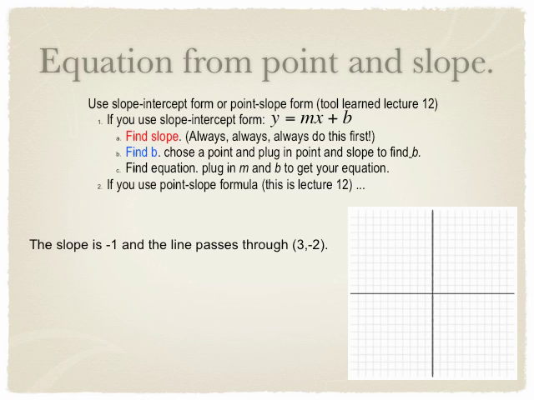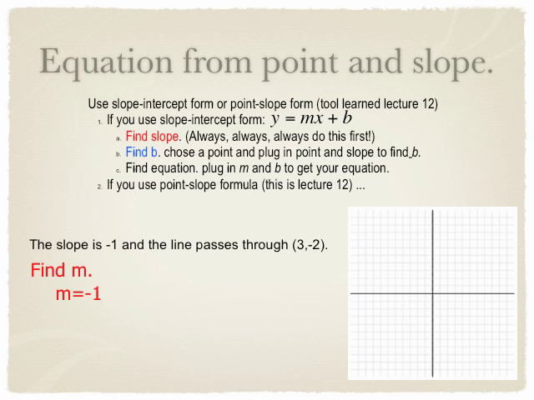So let's look at this next problem. The slope is -1 and the line passes through the point (3, -2). Okay, so the first thing I do is find the slope, and I've got the slope. That was easy. Don't take it for granted though. Make sure that you're always looking for the slope first.